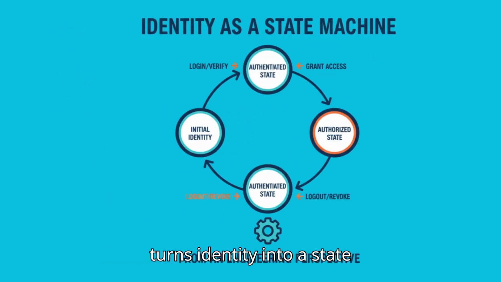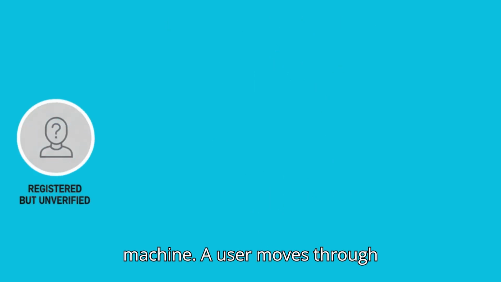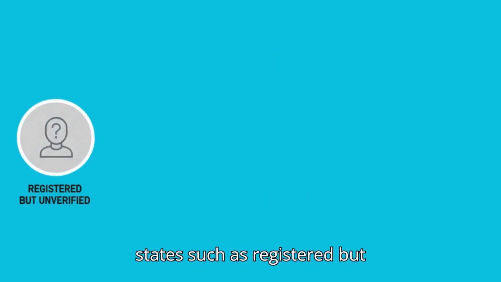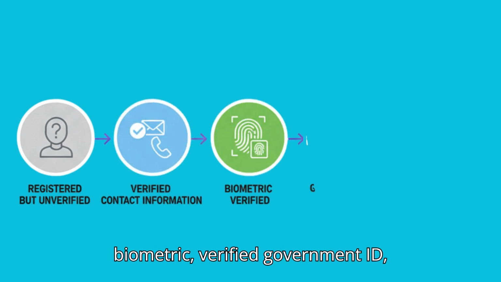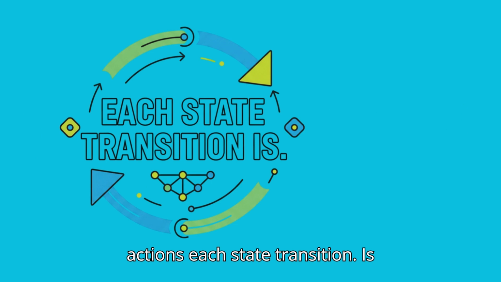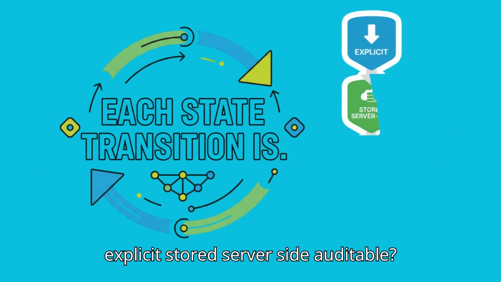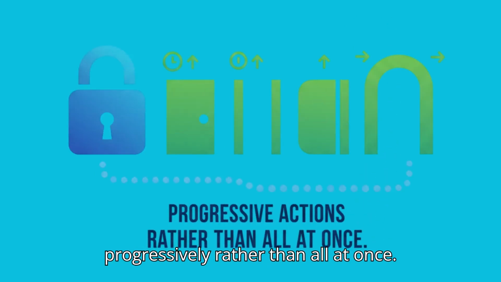From an engineering perspective, this turns identity into a state machine. A user moves through states such as registered but unverified, contact information verified, biometric verified, government ID verified, fully authorized for restricted actions. Each state transition is explicit, stored server-side, auditable. Nothing is inferred from the client. This allows us to gate actions progressively rather than all at once.